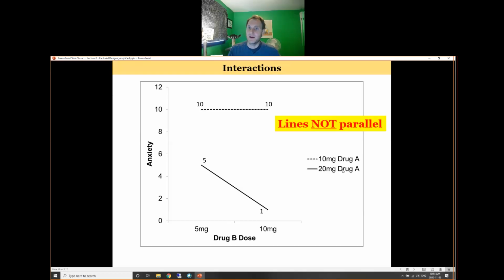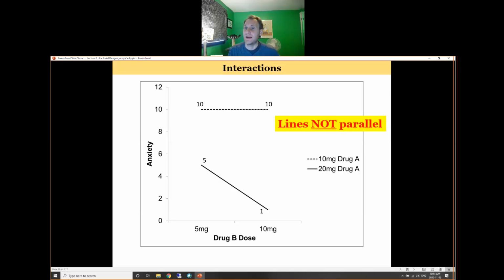And we can flip it around the other way too. We can see that on average, people who took a low amount of drug A had more anxiety than people who took a high amount of drug A, but that this effect was less pronounced if you took a low amount of drug B versus if you took a high amount of drug B. So the effect of one independent variable depended on the level of the other independent variable.